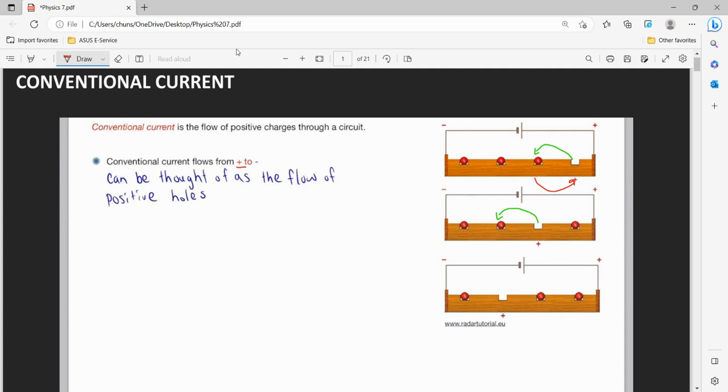So it flows from positive to negative, and our electron flow flows opposite of conventional current. Okay, so this is just a way to visualize what conventional current means when we talk about it.